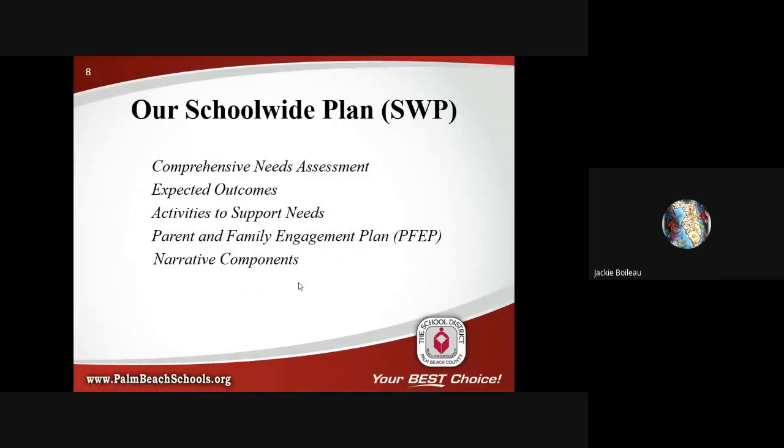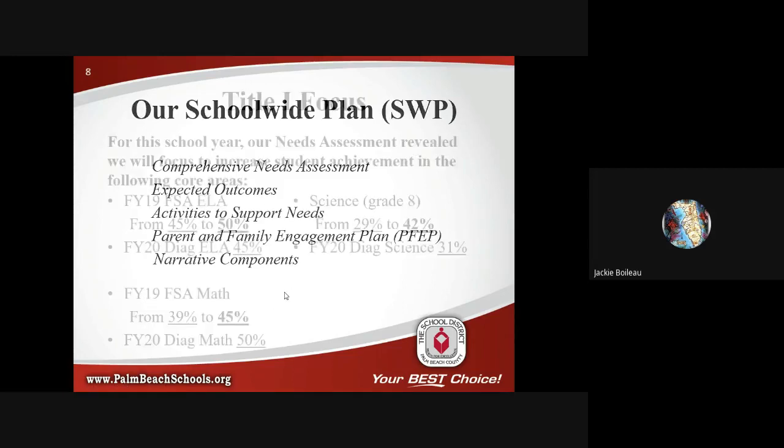So first of all, the school-wide plan is a document that, like I said, we started working on back in the spring, and it is comprised of these 5 components: the comprehensive needs assessment, expected outcomes for the school, activities to support needs, the activities that we would develop to support the needs of the school, the parent and family engagement plan, and then the narrative components. And I'm going to go through what these things are with you.